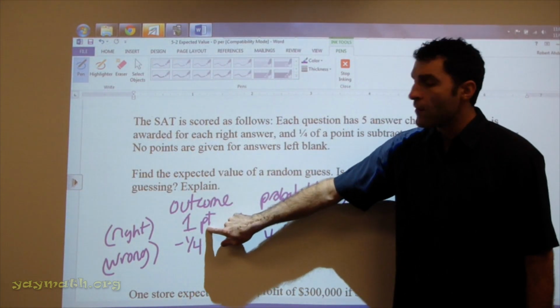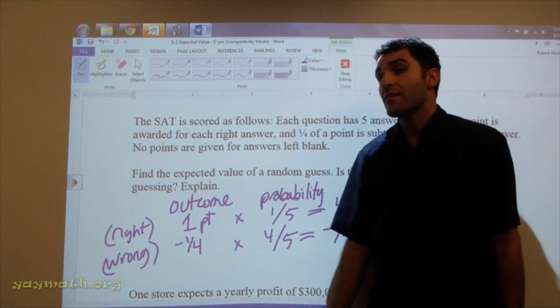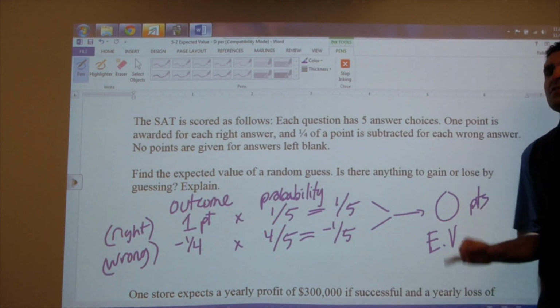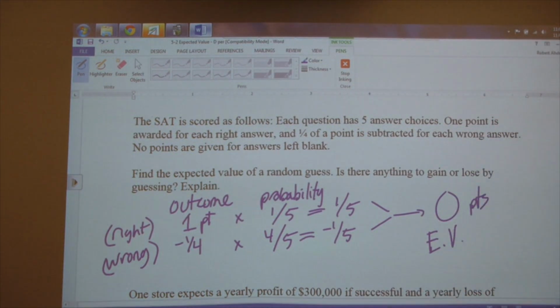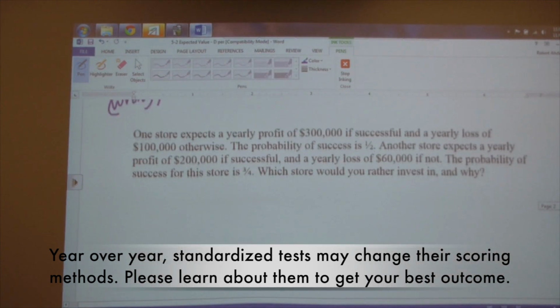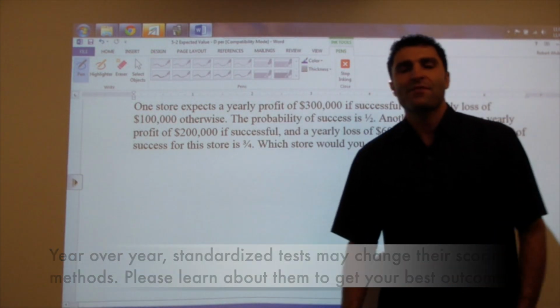A 1 point gain is huge compared to a negative 1/4 loss. So there is a value to guessing. But if it's completely random, you're going to get an average of 0 points. If you really don't know anything about the question and you're not even close, then maybe you can leave it blank. Yeah, it's definitely good wisdom.